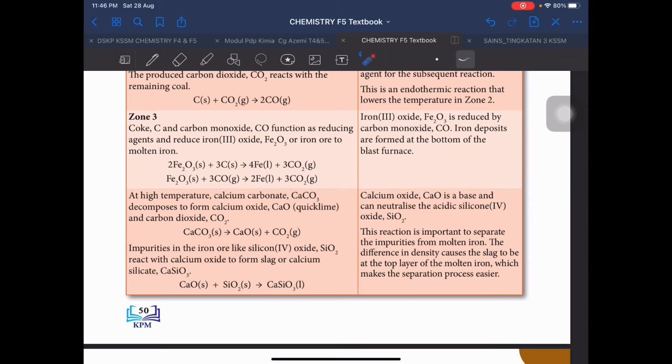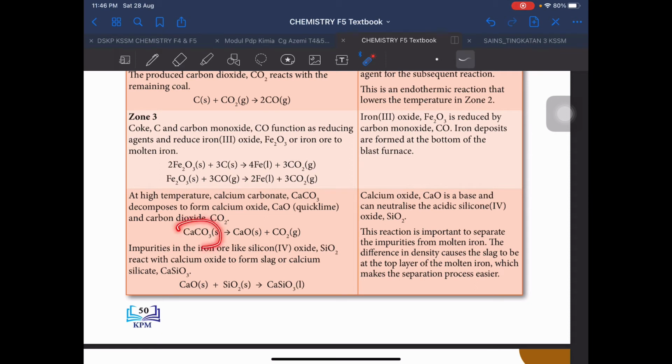Okay, so what happened with the SiO2 impurities tu? It's going to react with calcium oxide. Dari mana calcium oxide? Dari sini, from the decomposition of calcium carbonate. It's going to react with calcium oxide to form slag, untuk membentuk sanga, ataupun calcium silicate, CaSiO3. Nah, jadi di sinilah fungsi dia tu.